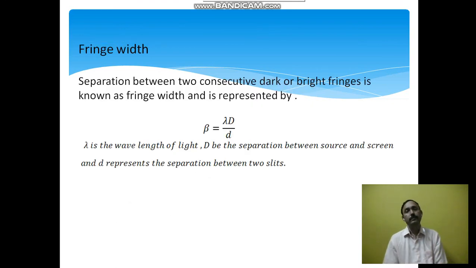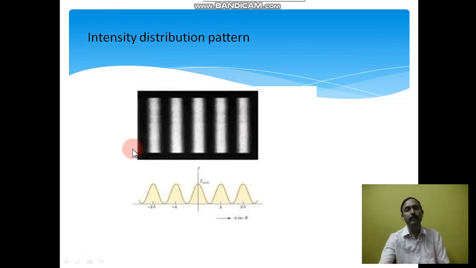Fringe width. What is the fringe width? Separation between two consecutive dark or bright fringes is known as fringe width, and it is represented by beta is equal to lambda capital D by small d. Lambda is the wavelength of light and D is the separation between source and screen, and small d represents the separation between two slits.